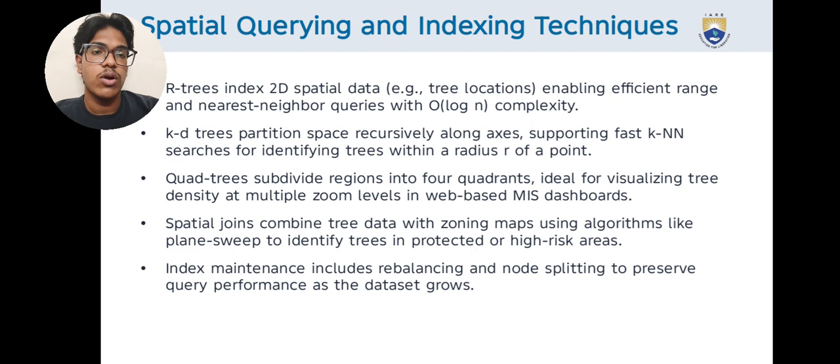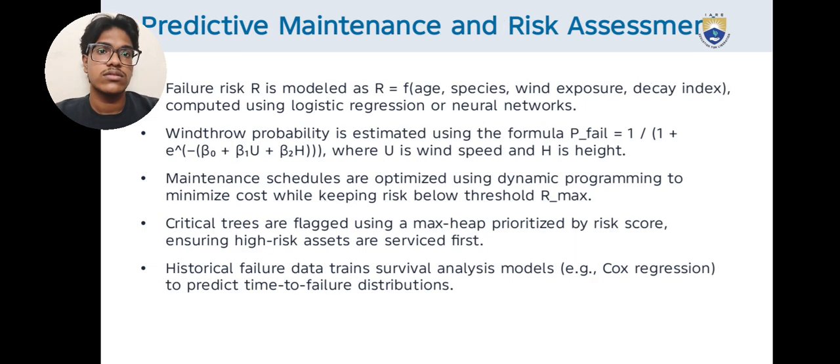of a point. Quadtrees subdivide regions into four quadrants, ideal for visualizing tree density at multiple zoom levels in web-based GIS dashboards. Spatial joins combine tree data with zoning maps using algorithms like plane sweep to identify trees in protected or high-risk areas. Index maintenance includes rebalancing and node splitting to preserve query performance as the dataset grows.